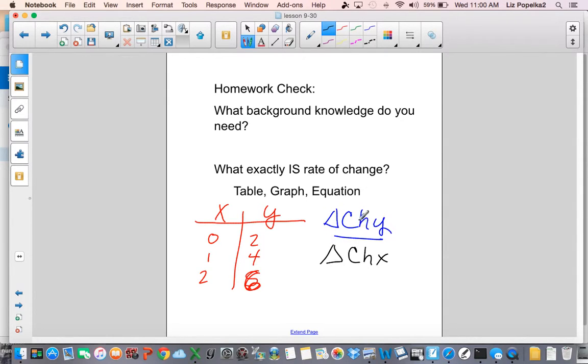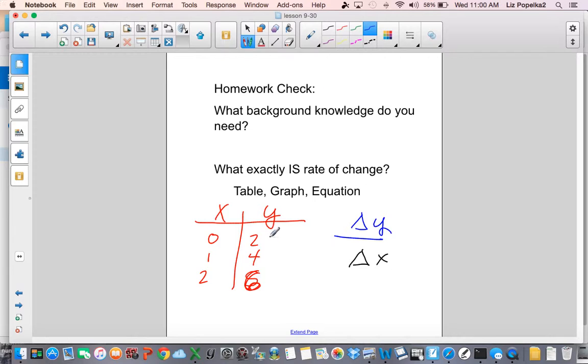So you can either say delta or change. I don't want this to be too confusing. Delta is a little bit shorter, so that's what I'm going to stick with for the majority of this video. I'm going to use delta, so your change in y over your change in x. So remember what we mean by that, our change in y. So literally, how much are our y values changing?